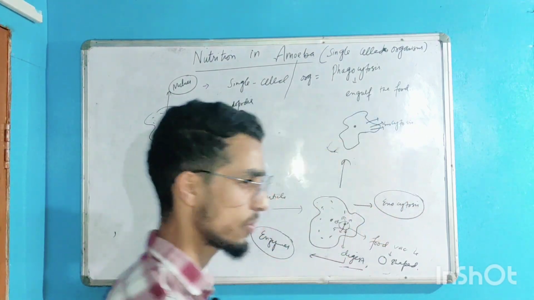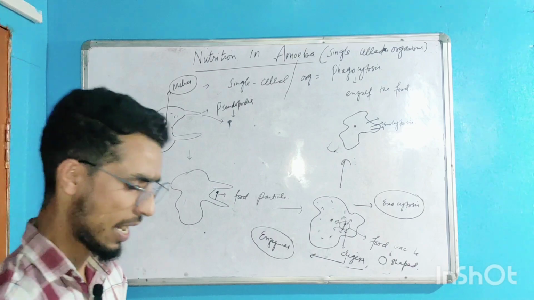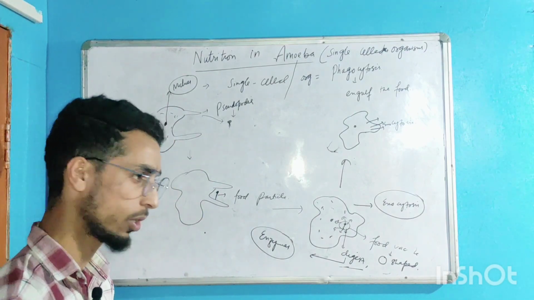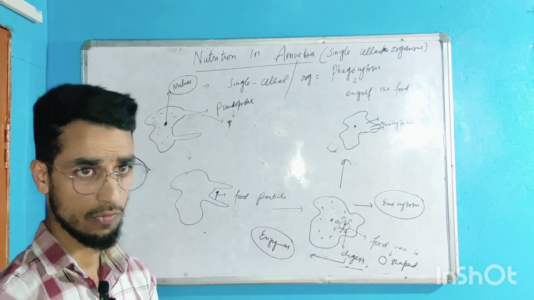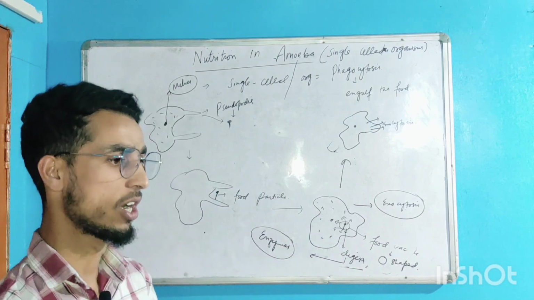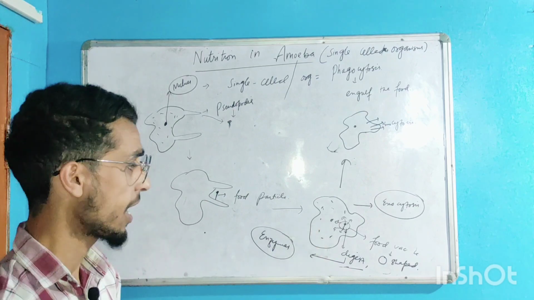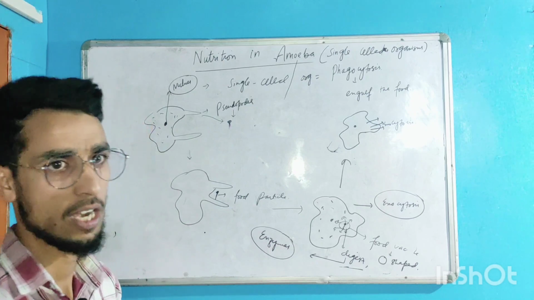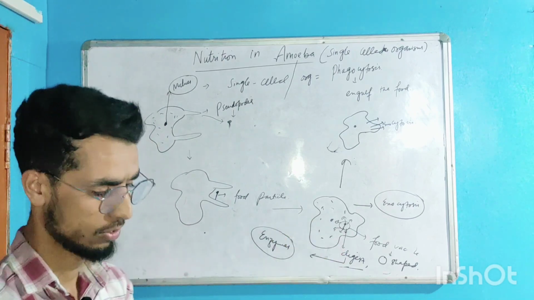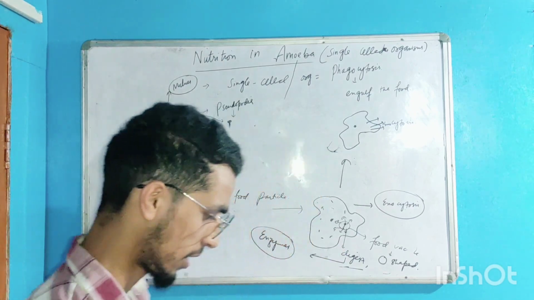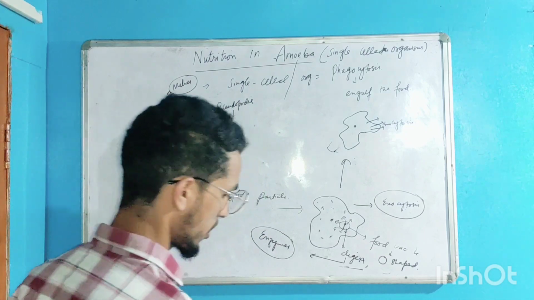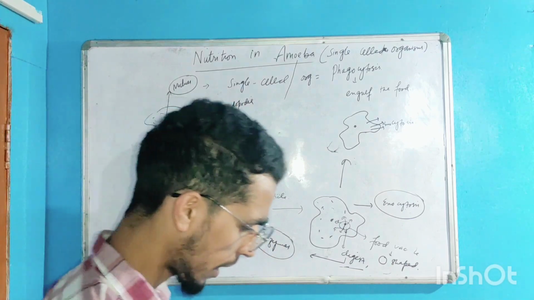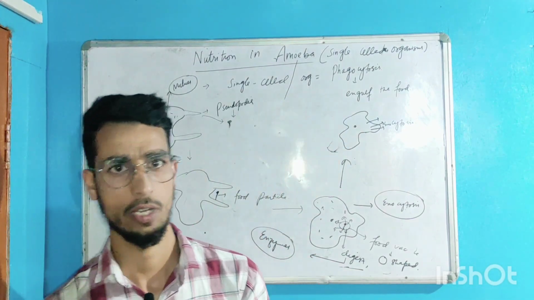The first process is phagocytosis. First it engulfs the food, and after that it traps this food particle inside the food vacuole. After that diffusion occurs, in which the food particles are dispersed into the cytoplasm, and at the end exocytosis happens, in which the undigested food is thrown out of the cell. These are the four processes of nutrition in amoeba, and this is all about nutrition in amoeba.